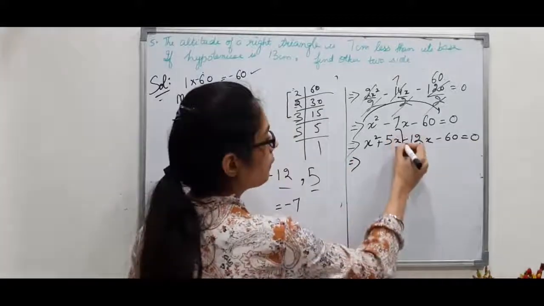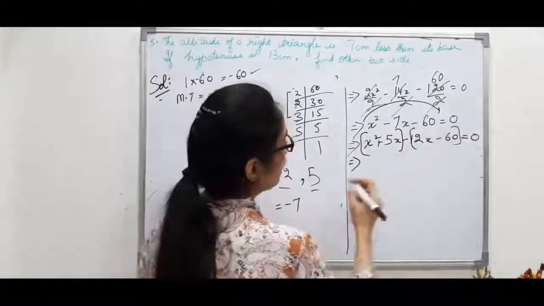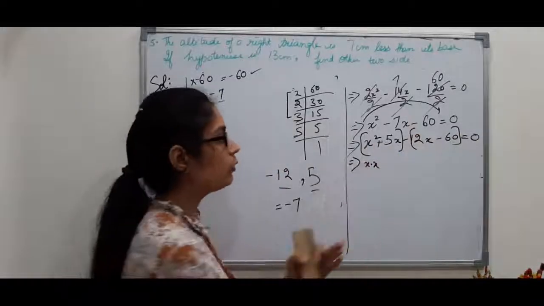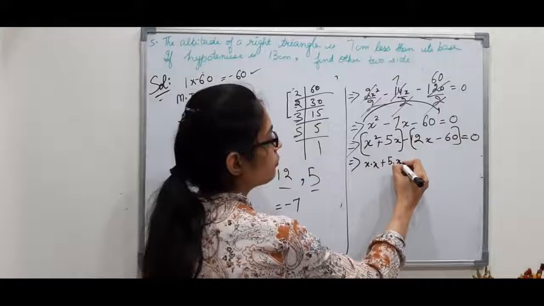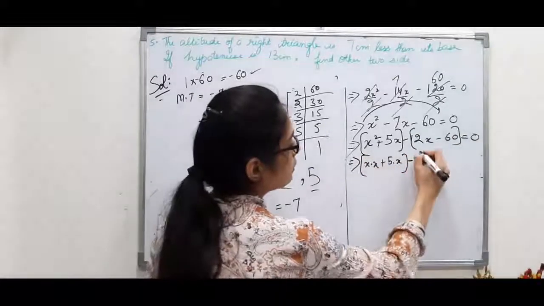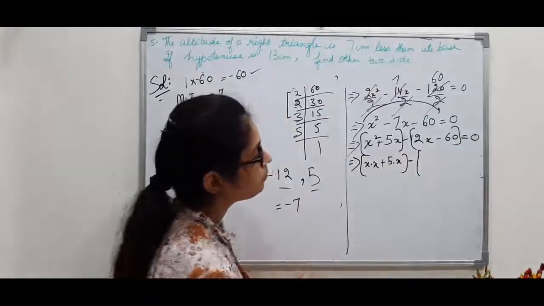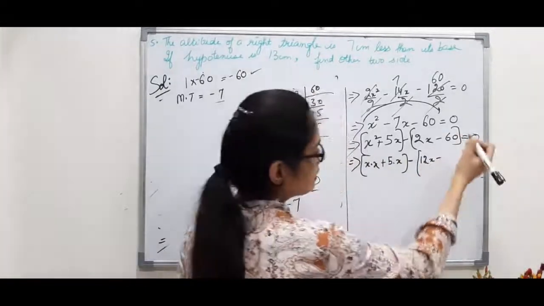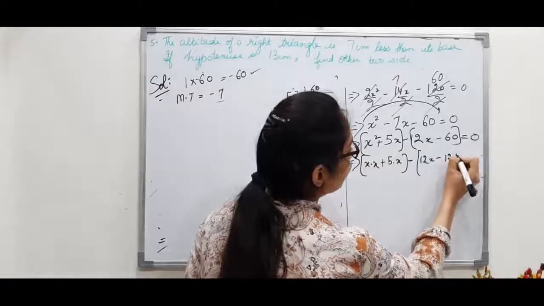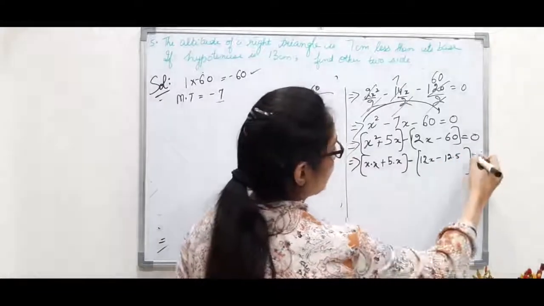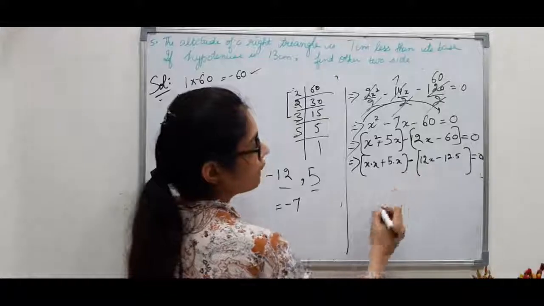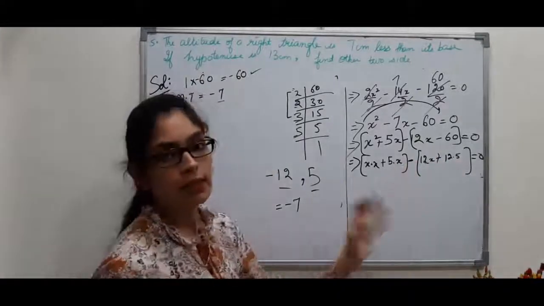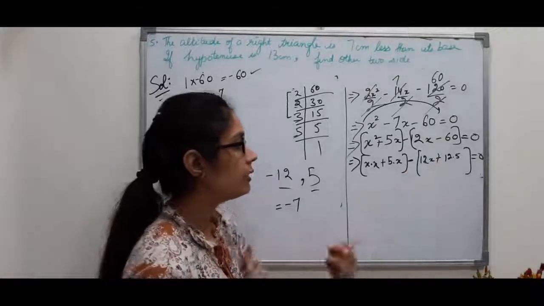Now I'll make pairs. This is one pair, this is one pair. I write down in simplified form. This x square can be written as x into x, plus 5x can be written as 5 into x, minus 12 x can be written as minus 12 into x, and the 60 we will write as 12 into 5. This minus sign is outside the bracket, so the inside sign will get changed. Always remember, whenever a minus sign is outside the bracket, the inside sign will get changed.